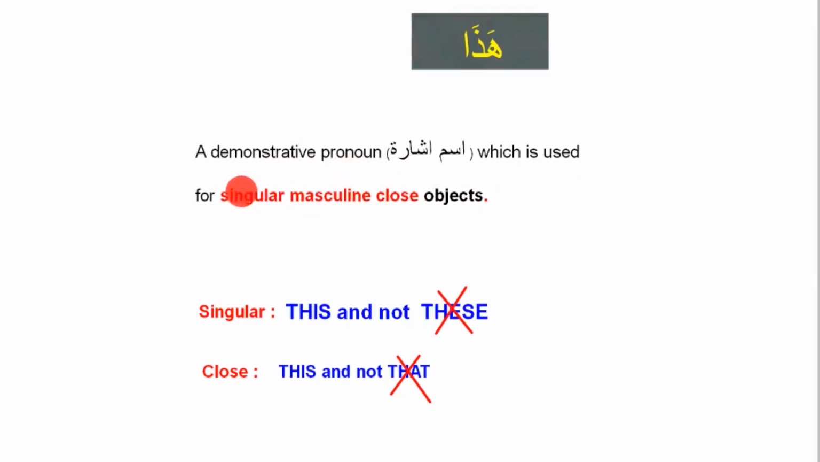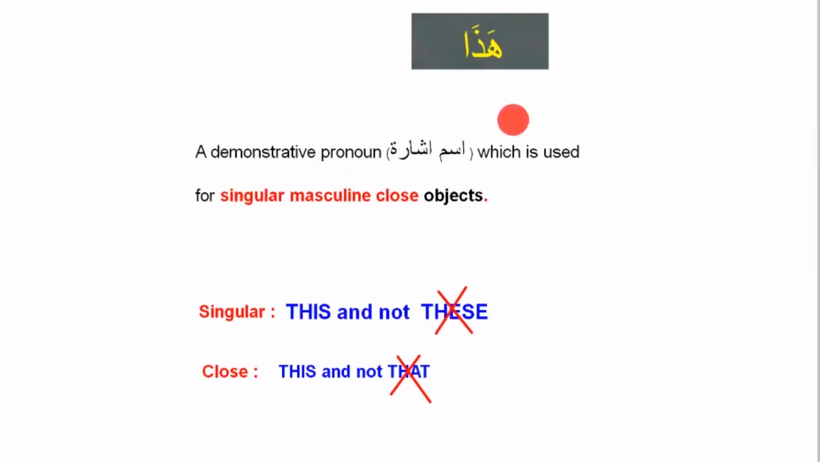So now let's try to open this up. Singular. In English, assume you have one student. You say, this is a student. But when there are plenty, when there are three and above, you say what? These students. You don't say this students, with the plural. No. So that is what we mean by singular.